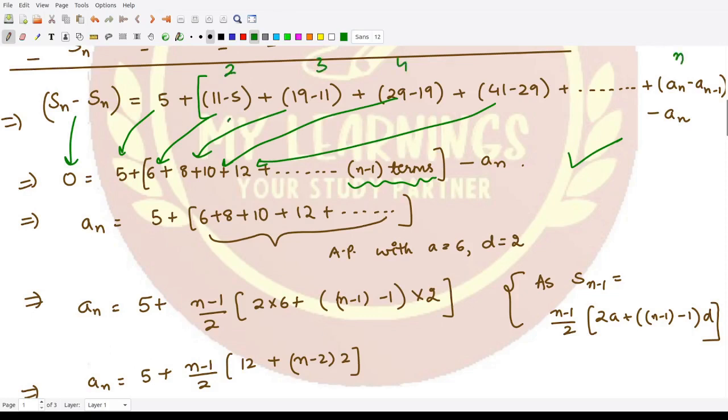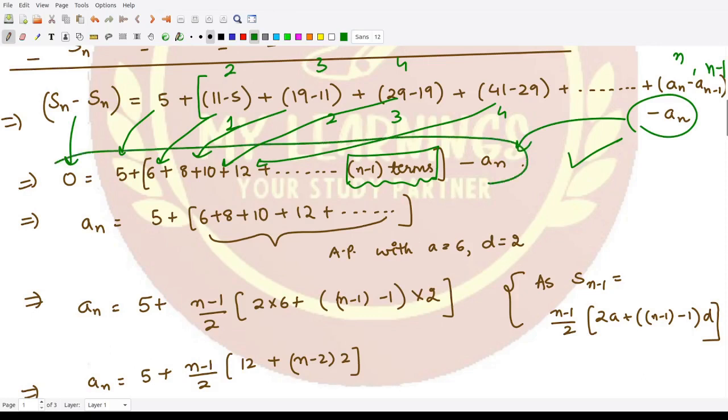So if we count from 1, 2, 3, 4, so this term, last term would be n minus 1. So we will go up to n minus 1 terms, and this minus an would be as such. Now by looking at this expression, can you evaluate what is the value of this an? Yes, we can. We can shift this an to the left hand side so that we have an here and all the other terms as such.